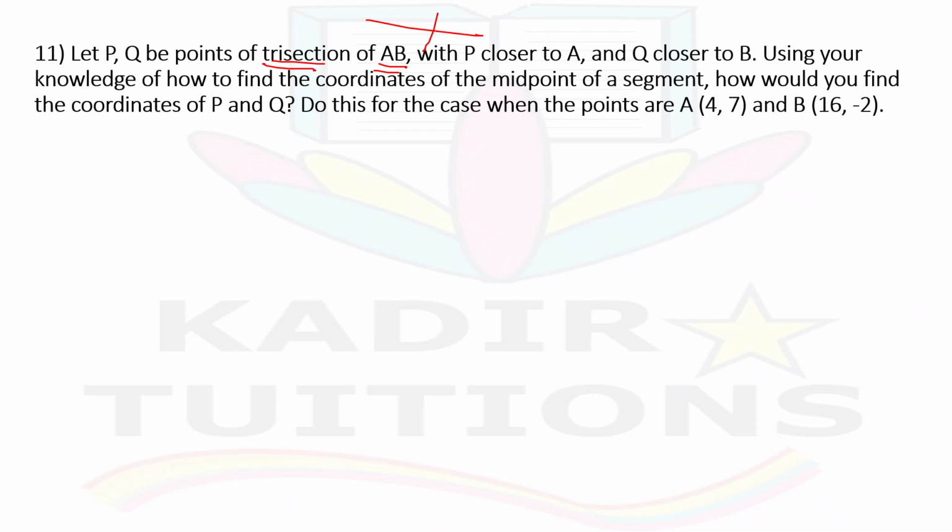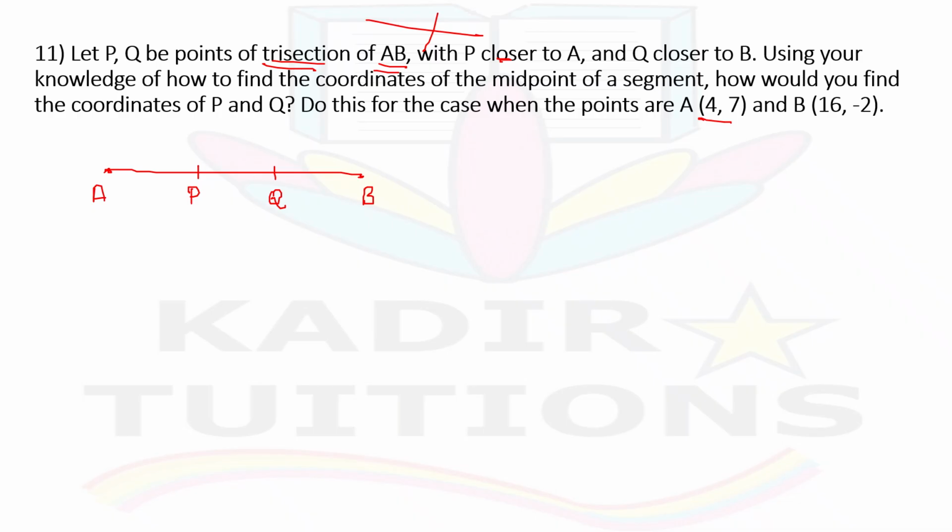So first we will assume one line, that is AB. This is A, this is B, and it has been divided into three equal parts. So I can divide like this. Over here, P is closer to A, so I'm making the point P over here, and Q is closer to B, so I'm making one more point Q over here. So using your knowledge of how to find the coordinates of the midpoint of a segment, how would you find the coordinates of P and Q? Do this for the case when the points A and B are given like this.